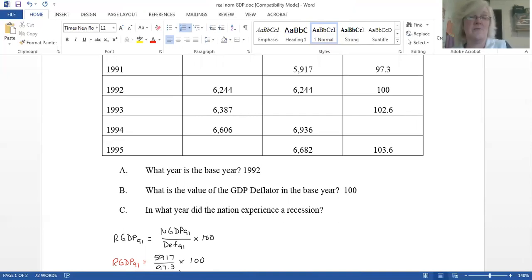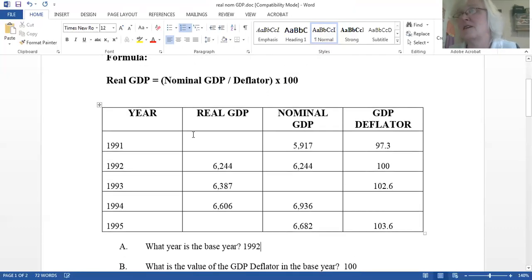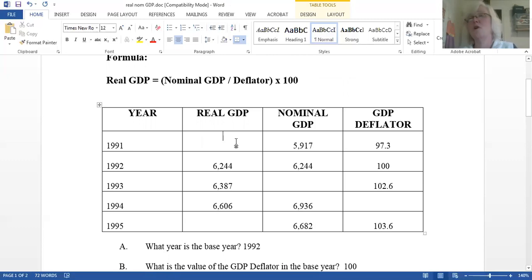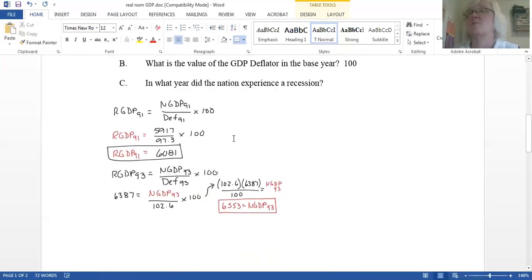Where did we see a recession? So let's look at this. Let's do this one first, okay? I'm right here, 1991, the first row of my table. I need to solve for real GDP. I need to find real GDP for the year 1991. What I am given is nominal GDP for 1991 and the value of the deflator in 1991. So given those two pieces of information, I come down here and I've done the math for you.